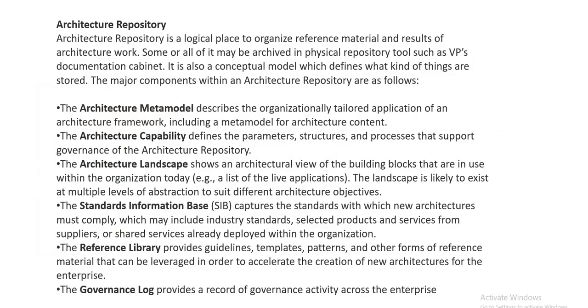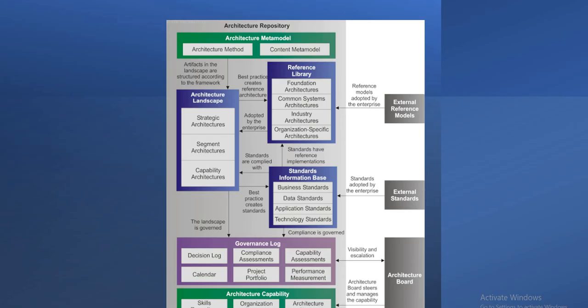Now the architecture repository and the architecture meta model. The architecture repository is composed of the architecture capability, the architecture landscape, the SIB, the reference library and the governance log. The architecture repository holds the content of the meta model and architecture methods, and the architecture landscape covers strategy, architecture segments and capability.